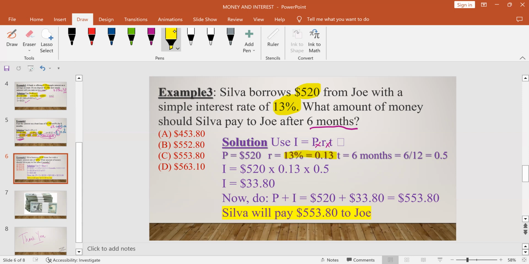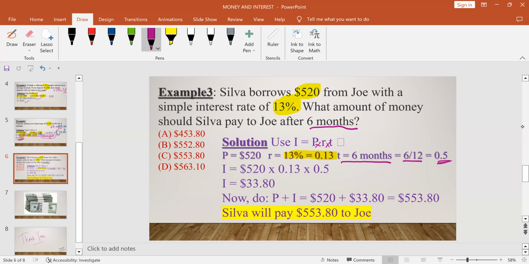So 13% is the same as 0.13. Again, when you divide 13 by 100, note that the decimal is here, so we move it 2 places. So you're going to have 0.13. Okay, we continue. The time, they say 6 months. So we need to divide 6 by 12. Why? Again, because in 1 year, we have 12 months. And always we need to convert the time to years in case it's not in years. So 6 divided by 12 is 0.5.